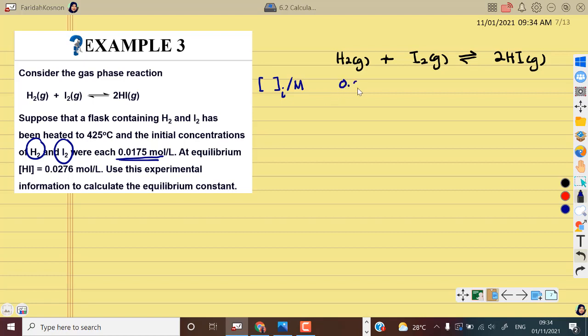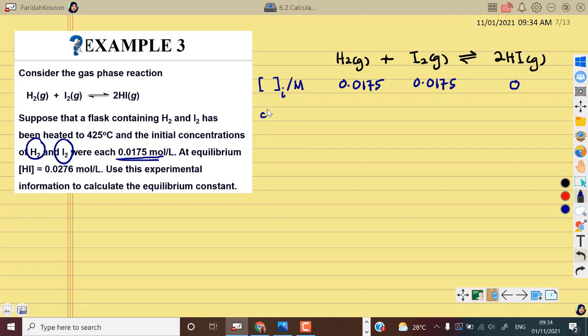Sebab sebelum tu, kita memang ada ini sahaja dalam bekas, dalam sistem, 0.0175. And here is 0.0175. But initially, produk kita belum terhasil. Kita baru masukkan reaktan saja. Jadi kat sini 0 molar. Okay. Next we have change in concentration.